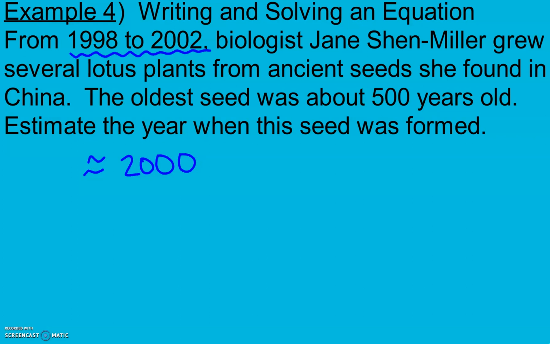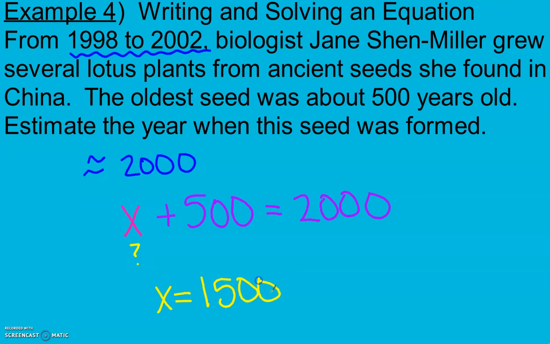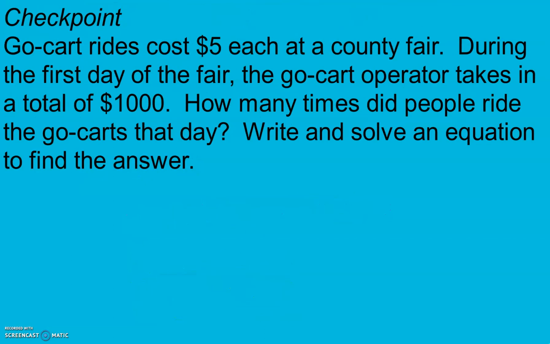So, when was it formed? And it was about 500 years ago. So it was formed, and then 500 years passed, and we got to about 2000. So what number can I add 500 to get to 2000? 1500. So about the year 1500 is when the seed was formed. Now feel free to pause here and give this a try.